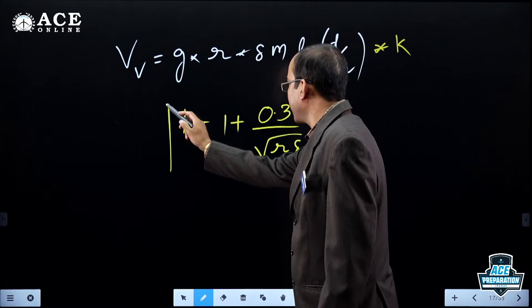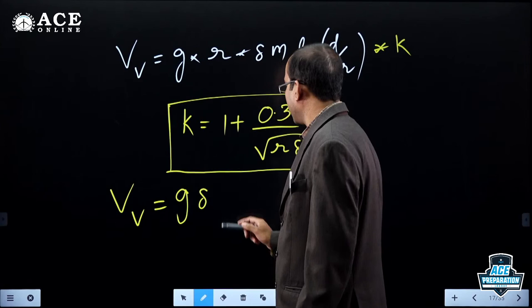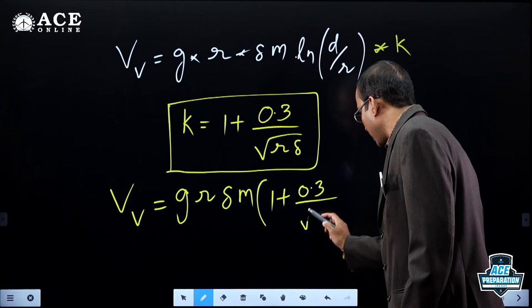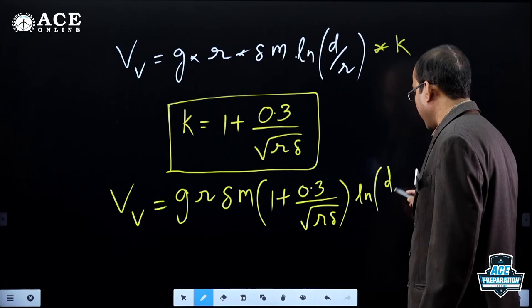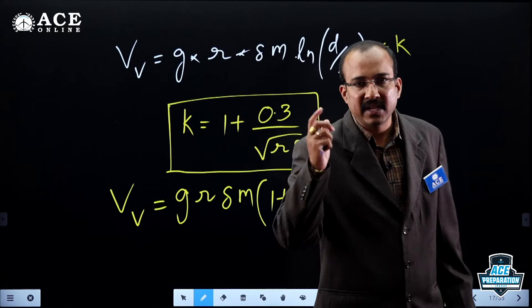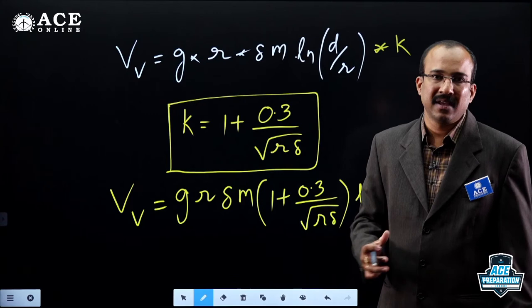If you include this factor, then the visual critical disruptive voltage Vv can be written as g into r into delta into m into 1 plus 0.3 by square root of r into delta into ln of d by r. So this is the relation for visual critical disruptive voltage. It is the voltage at which corona is visualized. If the operating voltage is more than this, the corona can be visualized.